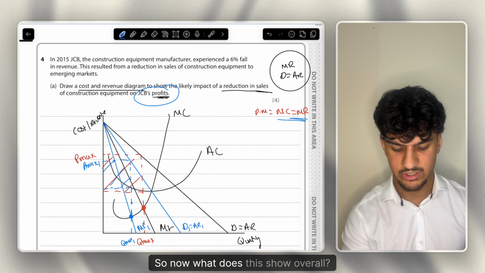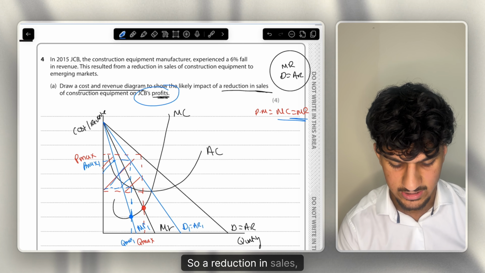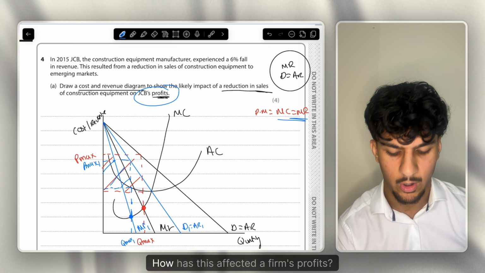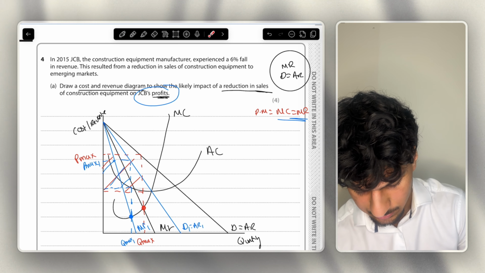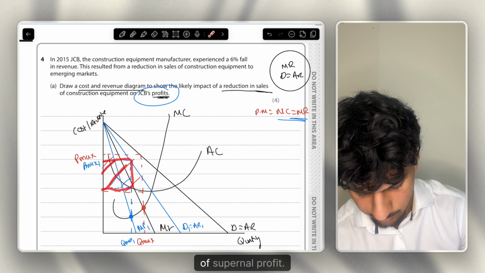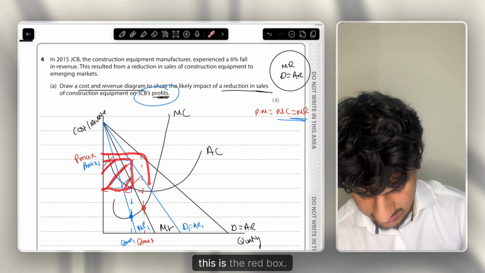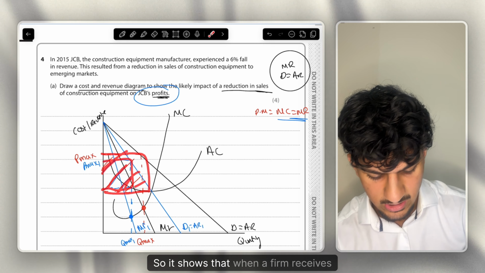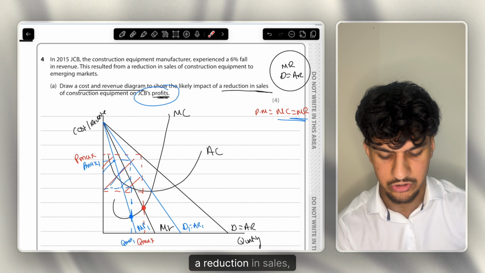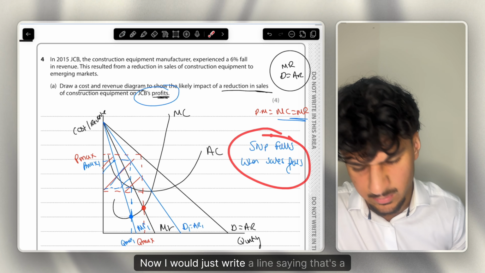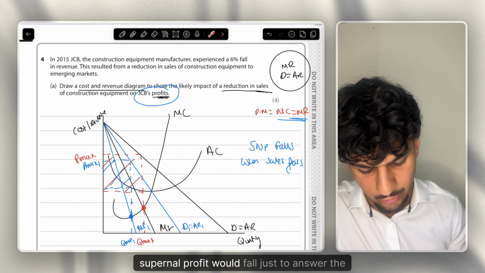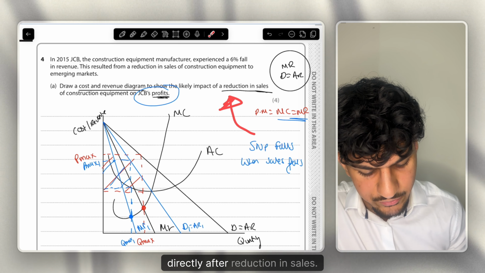So now, what does this show overall? A reduction in sales, therefore a reduction in revenue. How has this affected a firm's profits? As you see, this is the blue box of supernormal profit, and this is the red box. So it shows that when a firm receives a reduction in sales, their supernormal profit is going to fall. Now, I would just write a line saying that supernormal profit would fall, just to answer the question directly after a reduction in sales.